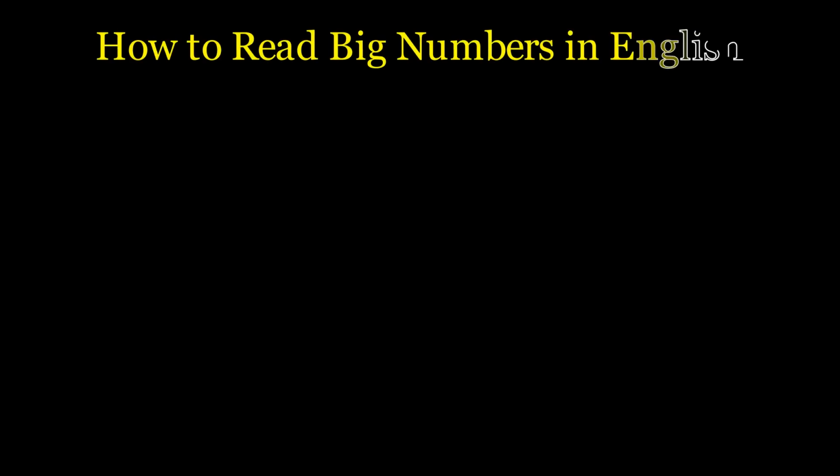Welcome. In this video, you'll learn how to read numbers, from small ones all the way to millions and beyond. We start with small numbers. This is 5, then 42, and 315. Notice how we say the hundreds part first, then the tens and ones.